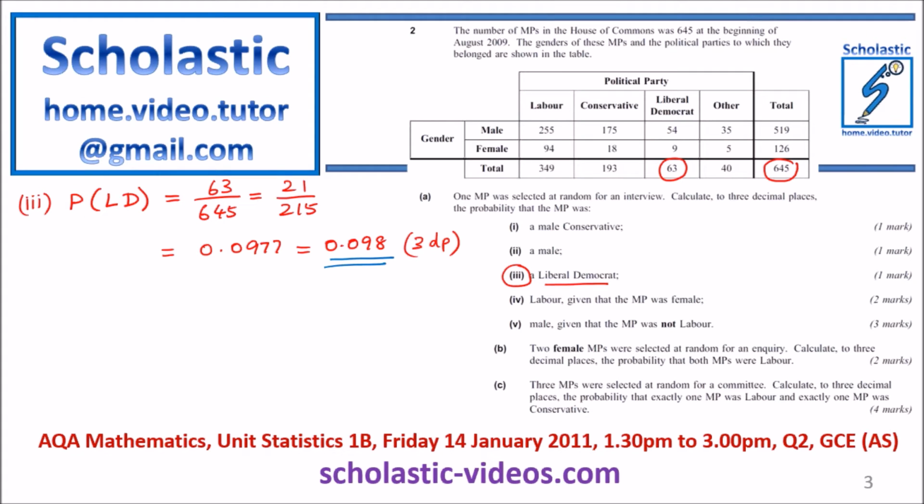Okay, so now we come to this question in which you need to calculate labor given that the MP was female. So in the fourth part of this question, we can write the probability of labor, but given that it's a female MP, so the female condition is given. So in this case we need to look at only the female row. In the female row, 129 females are given. Out of these females, how many are labor? So 94. So the denominator is 126, and 94 is the numerator.